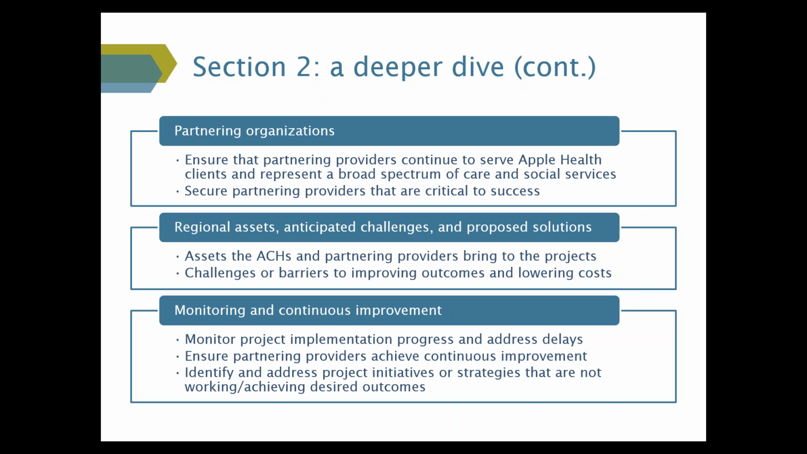There's an expectation that there is continuing monitoring and improvement to ensure the continued progress in these projects, and in particular at the project level, an ACH is also asked to be speaking to how they will be carrying out that particular monitoring and how they will be ensuring partnering providers are continuing to move down that transformation path and continuing to help to show improvement in terms of the project. And again, taking a look at how to best put structure and processes in place to ensure that there is good monitoring and continuous improvement occurring.